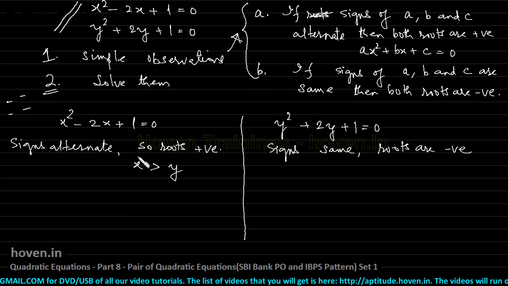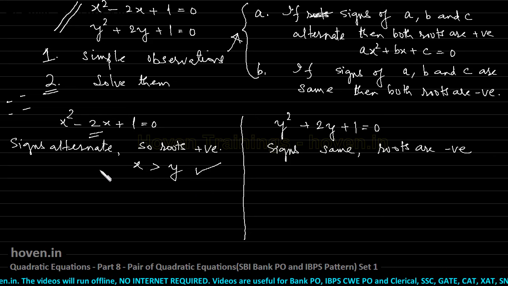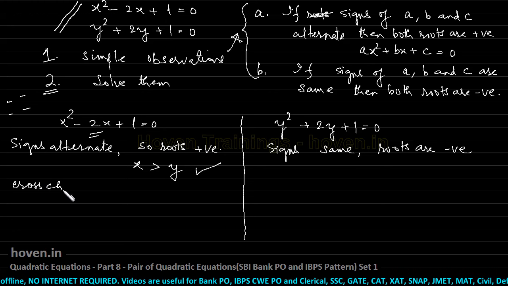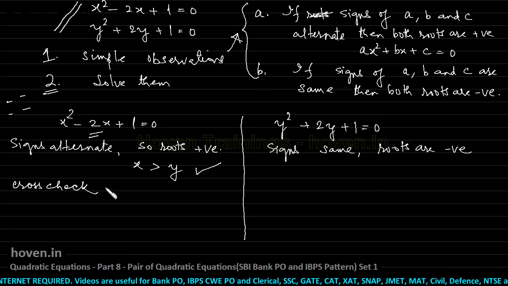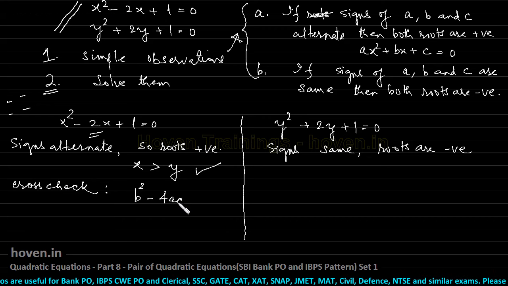Because both are positive and both are negative, whatever comparisons we make, x is going to win in both the cases, in all the four cases. So this is one which we arrive at immediately. But don't rush, don't take it blindly. Sometimes this equation has no solution. So cross check for your satisfaction and for confirmation that b square minus 4ac is positive.